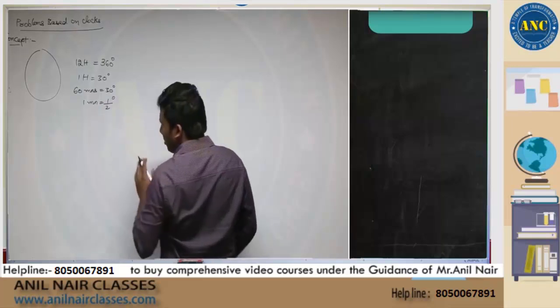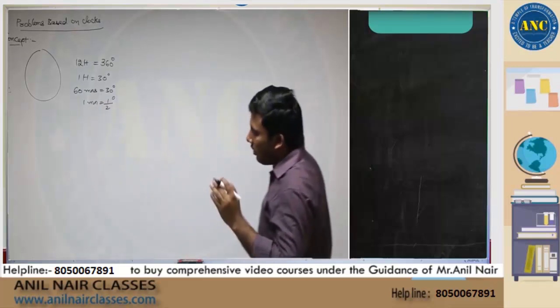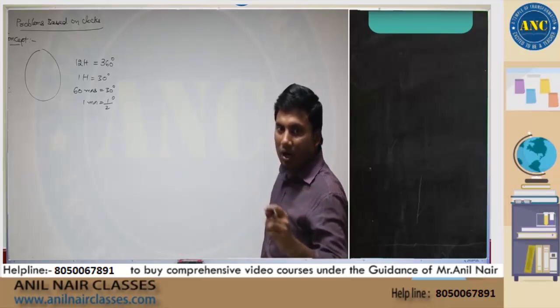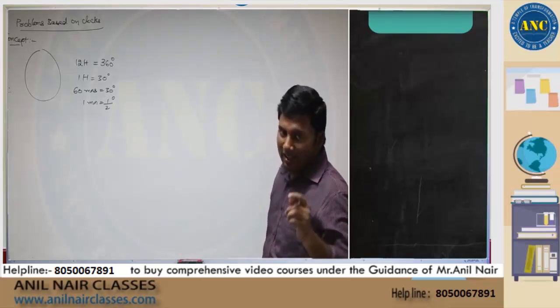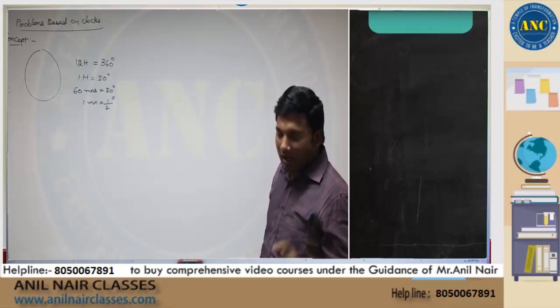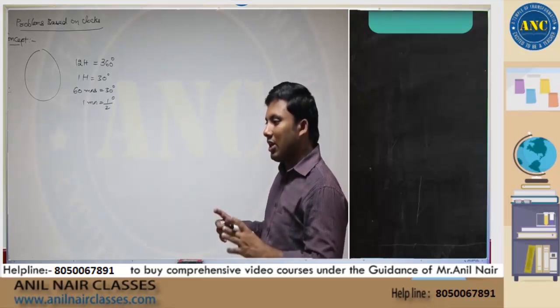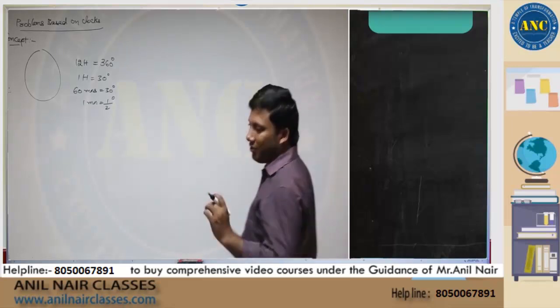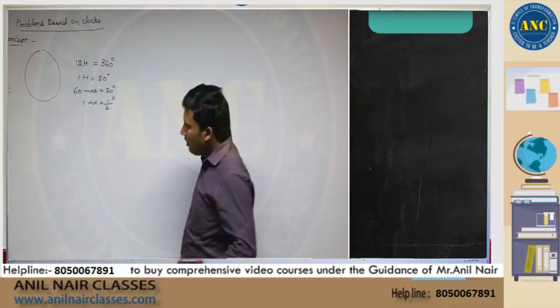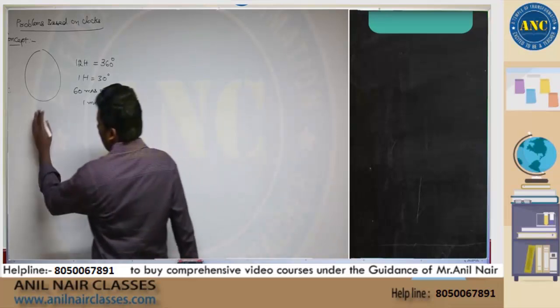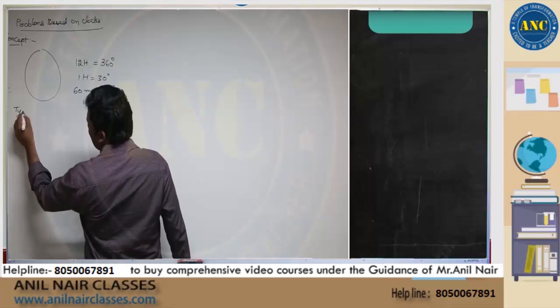Half degree. That means our hour hand in 1 hour makes an angular displacement of 30 degrees. The same hour hand in 1 minute, how much angular displacement does it make? Half degree. Right? Now, with this understanding, there are 3 important types. We will discuss that one.